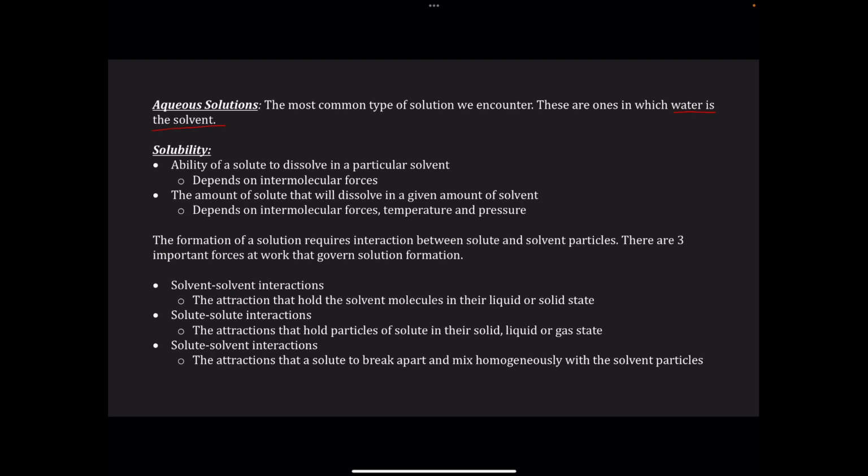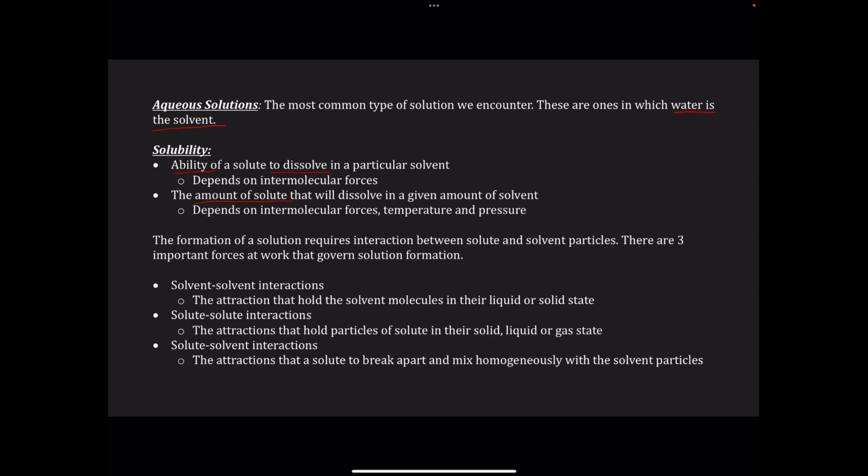That all depends on our intermolecular forces. And we're going to get into that in detail in our next video. But the ability of a solute to dissolve depends on intermolecular forces that are found within that solute, as well as what's in the solvent, as well as intermolecular forces that can allow them to interact. Solubility can also refer to the amount of solute. So it's the ability to dissolve, or it's the amount that is dissolved in a given amount of solvent. Again, that's going to depend on intermolecular forces, but it can also depend on temperature and pressure.